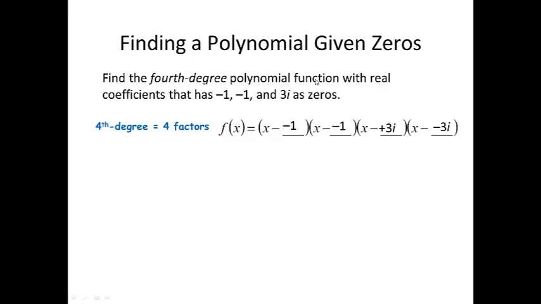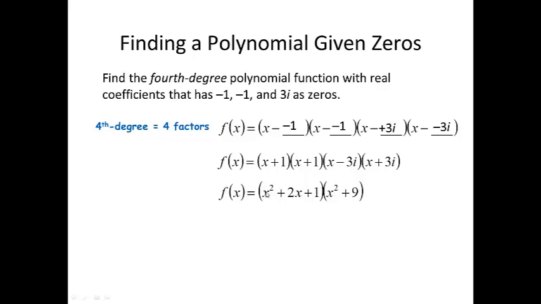So it says find the polynomial function. I have the factors, now I just have to get the function. So that means I'm going to FOIL all this out. Let me clean this up a little bit here first. X minus a negative is a positive. So this would be x plus 1, and x minus a positive 3i is x minus 3i, and x minus a negative 3i is x plus 3i. I FOIL these two terms, and I get x squared plus 2x plus 1.